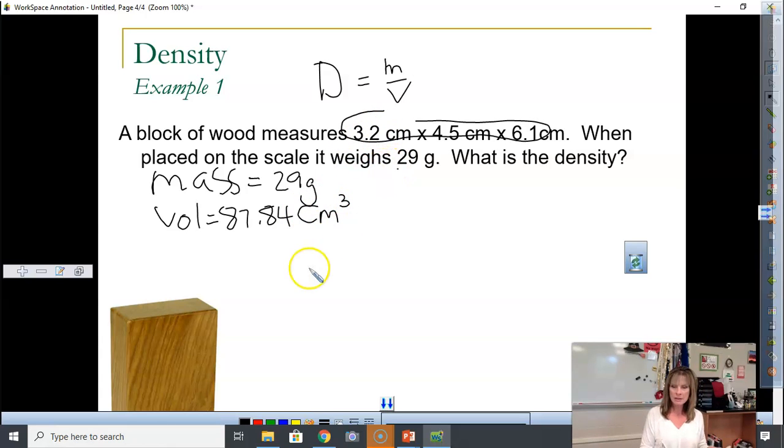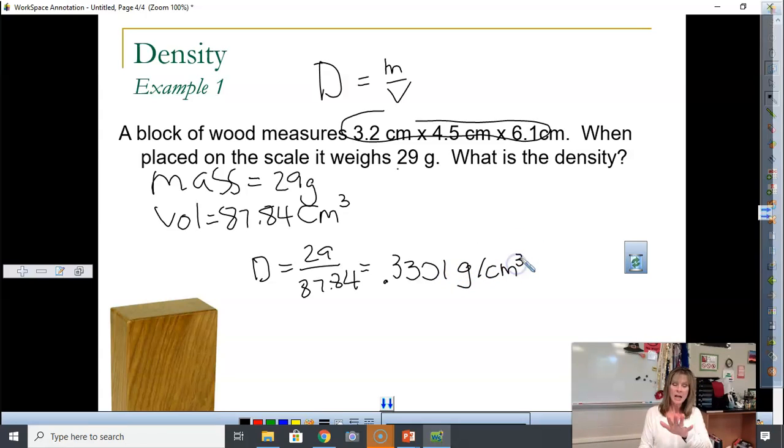So if density is mass divided by volume, I calculate my density, 29 divided by 87.84. And let's see what that is. 29 divided by 87.84 is 0.3301. And we said it's going to be grams per cubic centimeter. But I did 33.01 so that we can practice sig figs.